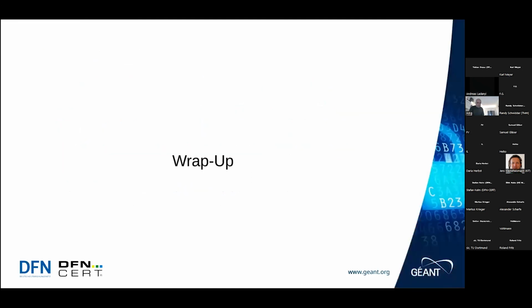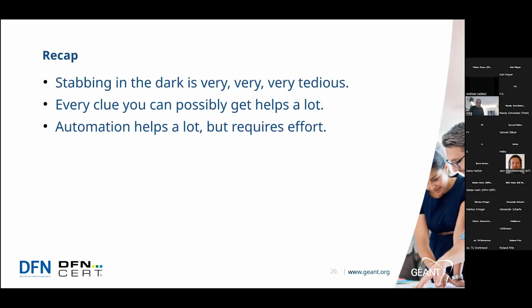So to wrap up, as you see, this is very, very tedious if you have to stab in the dark. There's plenty of files that you can look through to no end, and you'll just go blind going through timelines. Every clue that you can possibly get is a great help. So any indicators of compromise that can possibly provide any direction for your search will help a lot. And automation of this helps a lot, but it requires some effort beforehand, obviously.